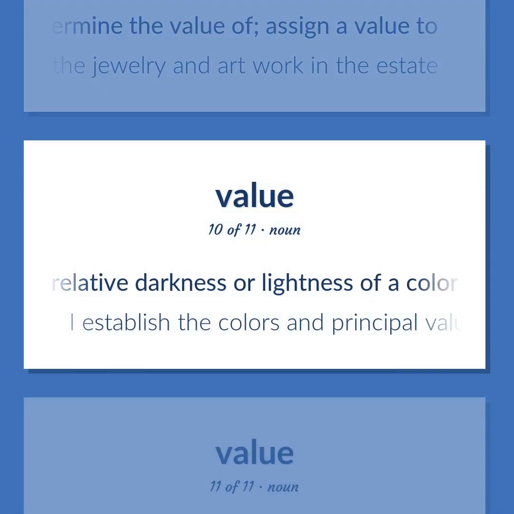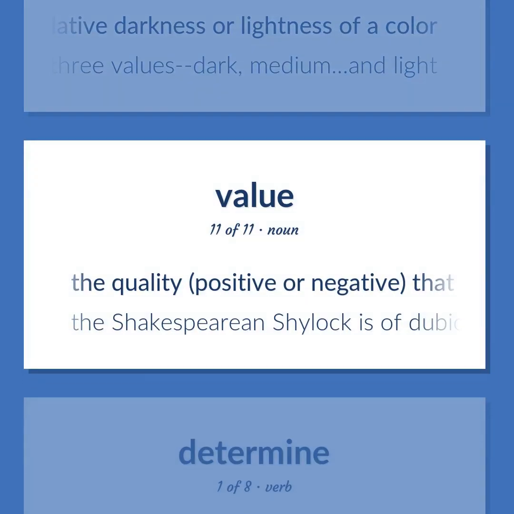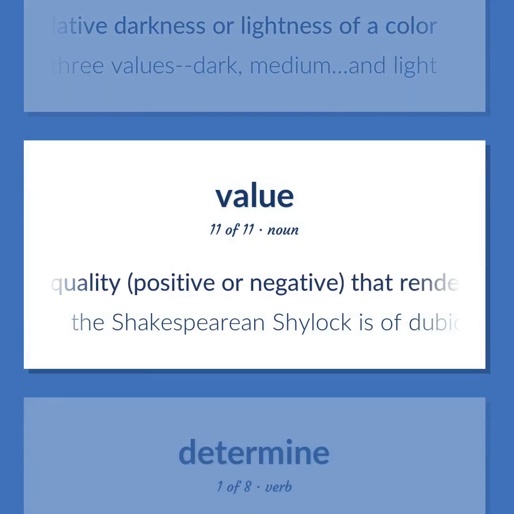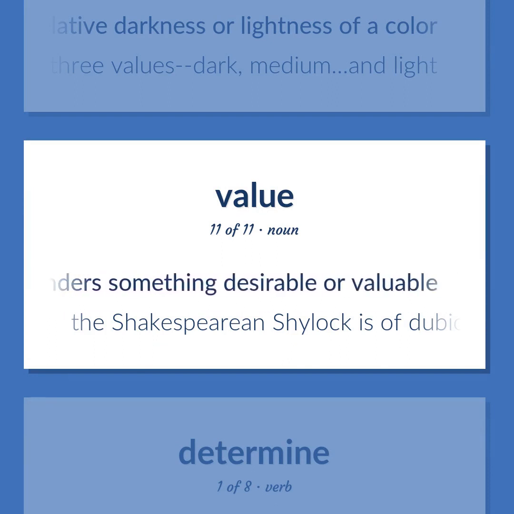Relative darkness or lightness of a color. I establish the colors and principal values by organizing the painting into 3 values: dark, medium and light. The quality, positive or negative, that renders something desirable or valuable. The Shakespearean Shylock is of dubious value in the modern world.